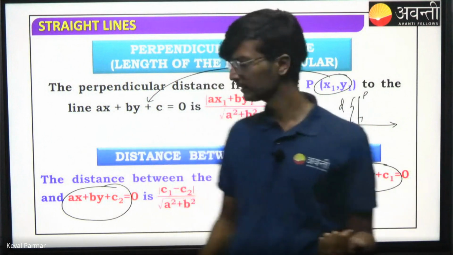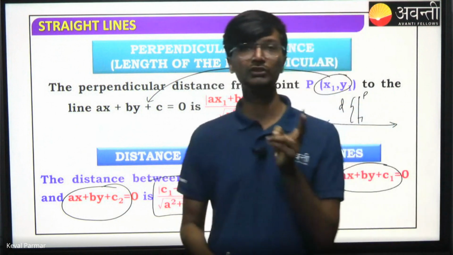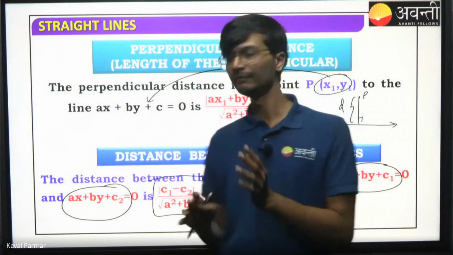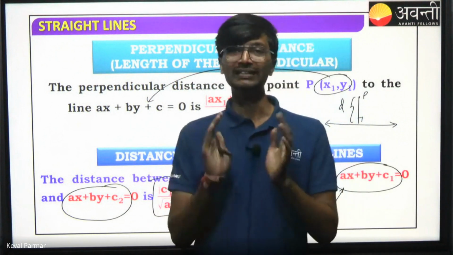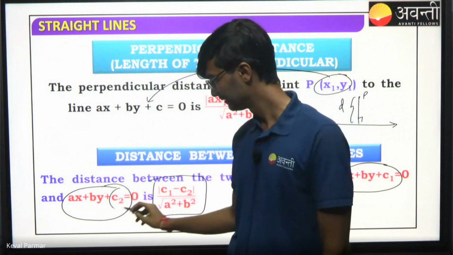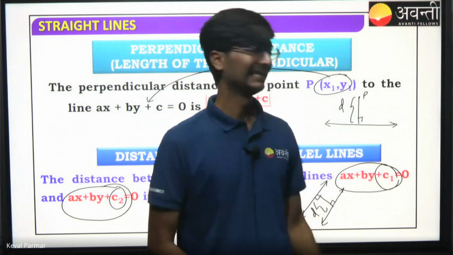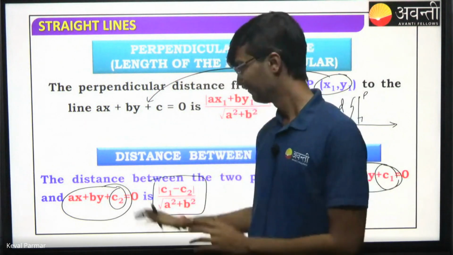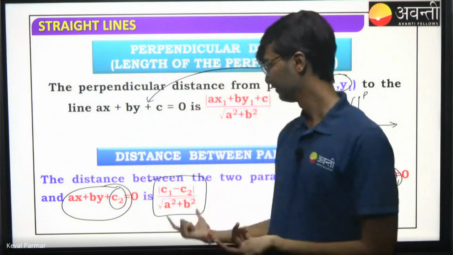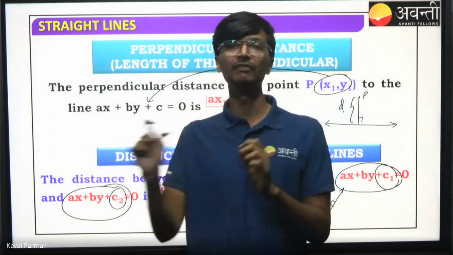So what is the distance given by? It is mod of c1 minus c2, that is the difference of constant terms. Now, please remember, to get the difference of constant terms c1 minus c2, the constant terms must be on the same side. Here, c2 is on the LHS. Here, c1 is on the LHS. This is what I'm talking about. If here c2 would be on the RHS and c1 would be on the LHS, then we cannot use this formula, or if we use this formula, my answer will be wrong.